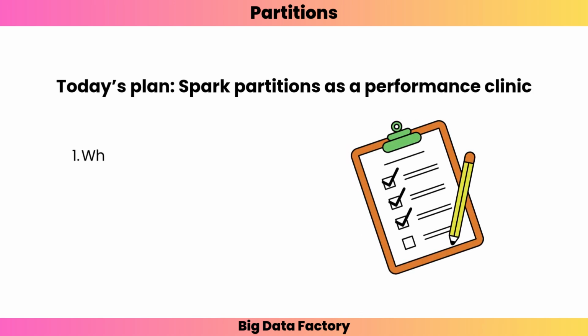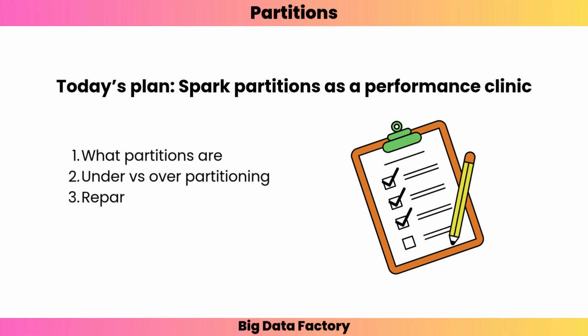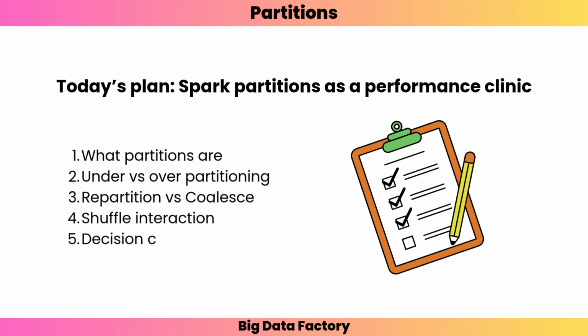In this video, we will go through this like a performance clinic. We will go through what partitions really are in Spark, and after that how under partitioning and over partitioning both slow you down, and repartitioning versus coalesce and when each makes sense, how partitions interact with shuffle, and finally a simple decision checklist you can use in real jobs. By the end, you should be able to look at a slow job and ask, is this a code problem or just a partition problem?